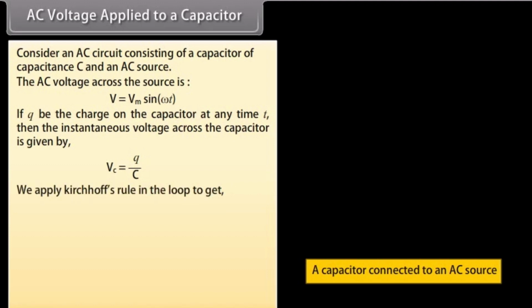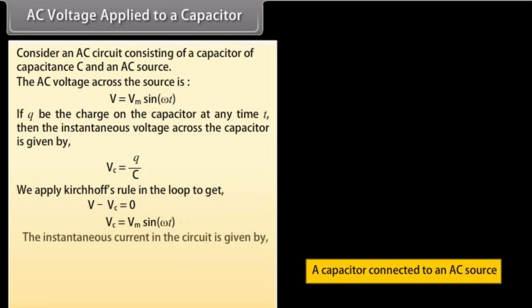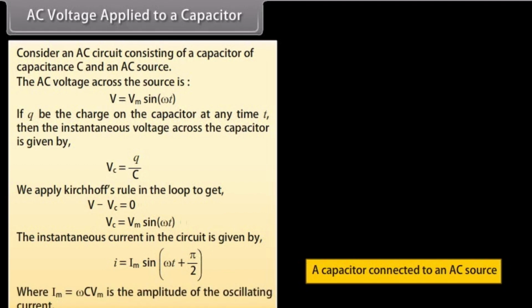We apply Kirchhoff's rule in the loop to get V − Vc = 0. Now we put the value in the above equation: Vc = Vm sin ωt. The instantaneous current in the circuit is given by I = Im sin(ωt + π/2), where Im = ωC Vm is the amplitude of the oscillating current.